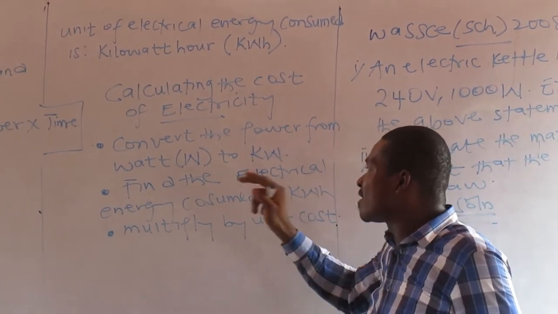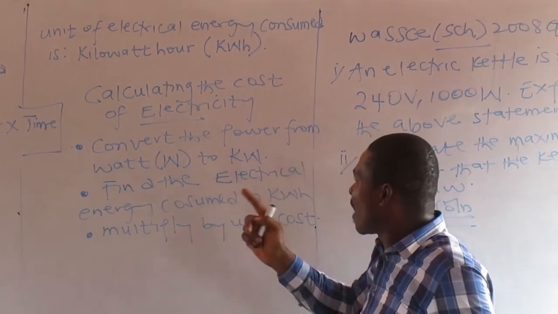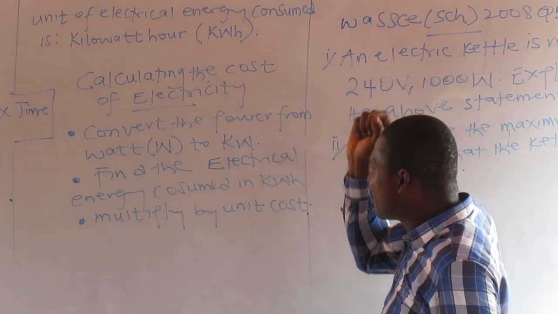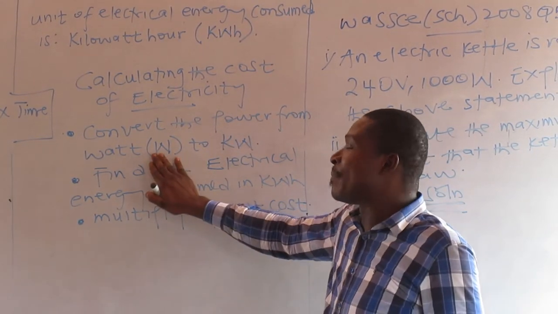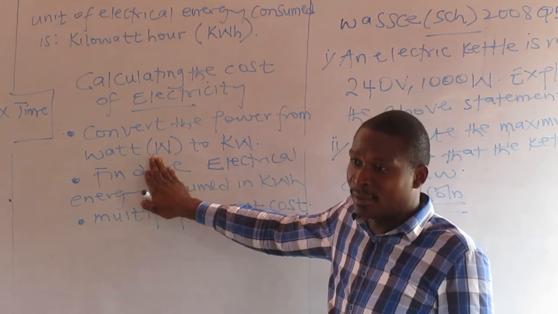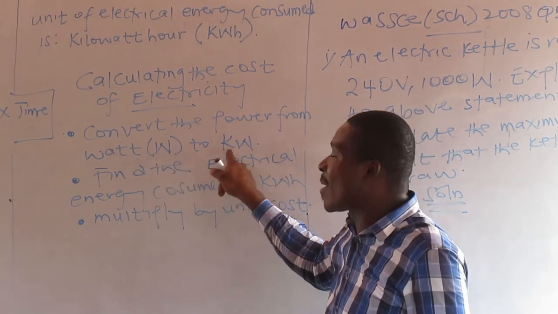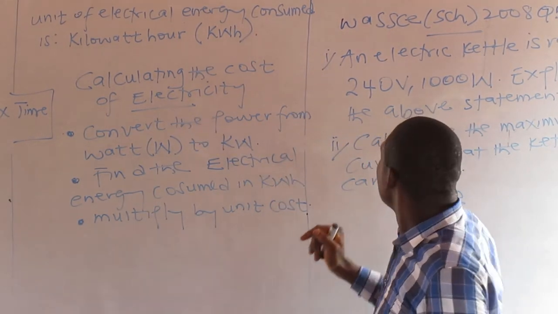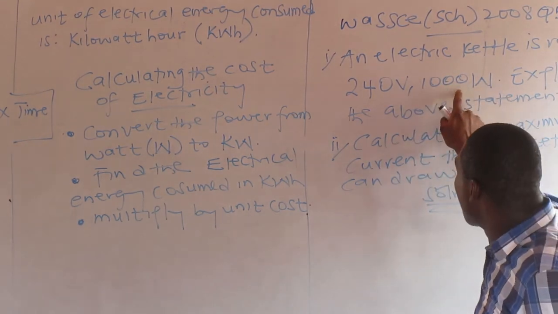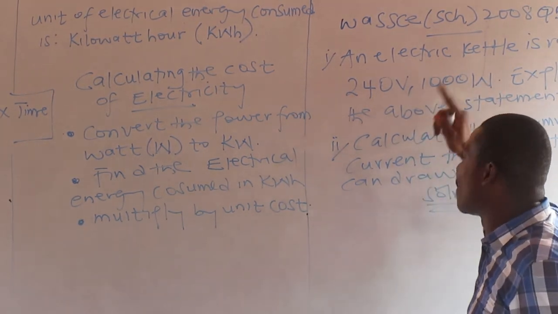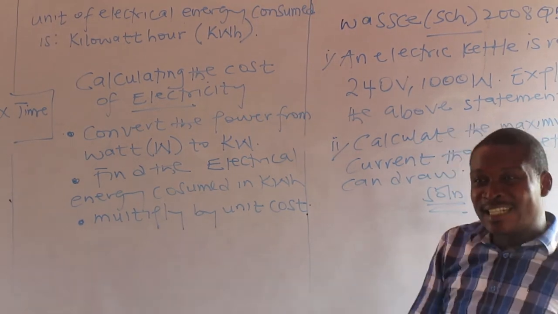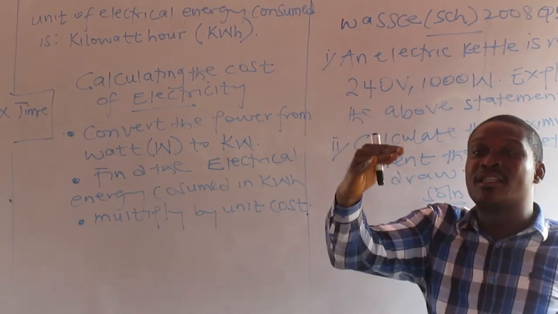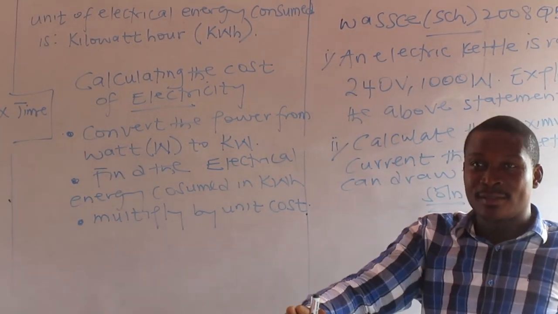You will only convert your watts to kilowatts when you are trying to calculate electrical energy consumed. But if you are not calculating electrical energy consumed, maintain the power in watts. Are you okay? You only change your power from watts to kilowatts when you want to calculate electrical energy consumed. That's all. So if your power is in kilowatts, you can't find the current from the kilowatt power. No. Change it back to watts before you use it for the current, okay? But if it's in kilowatts and you are looking for electrical energy consumed, so shall it be. You can use it. Are you okay?